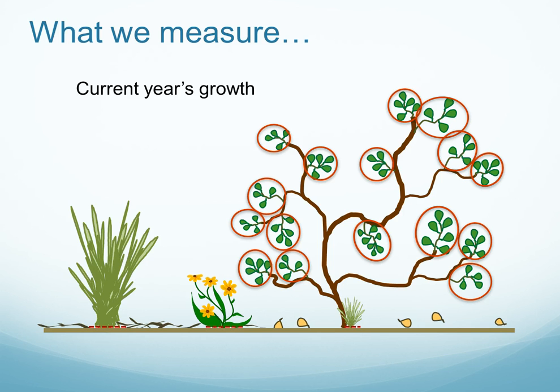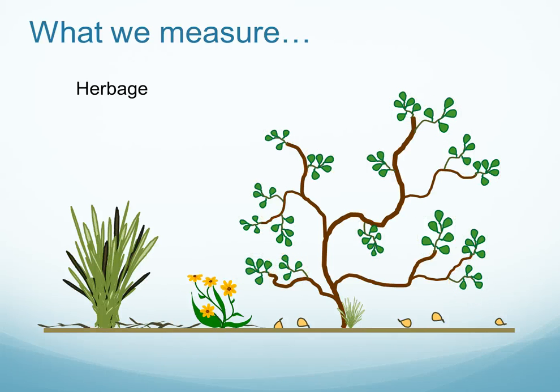Current year's growth on shrubs usually includes the twigs and the leaders and the leaves that were produced in this specific year. Herbage refers to the above ground material of any herbaceous plants and does not include any information about palatability or preference. So here, when we're looking at herbage, we would measure the above ground material of these 3 herbaceous plants.